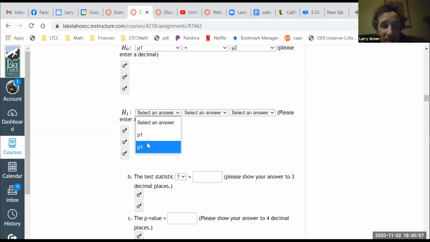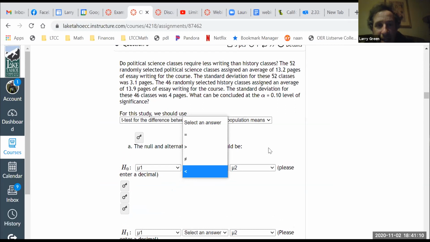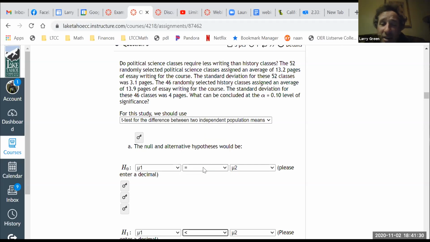The good news is once you have H naught, H1 is going to have the same mu1 and mu2, so I'll just tell you. But is it equal, greater than, not equal to, or less than? We might want to go back and read it again. There's one key word here that will tell you which one it is. Yeah, it's less than. The keyword's less than. So it's not a trick question, but you have to look for that little tiny word.